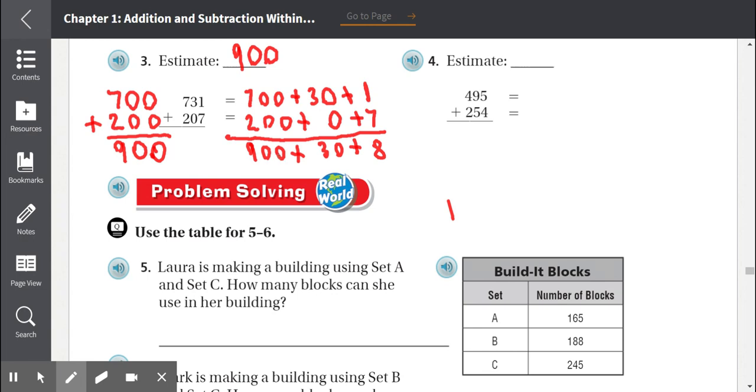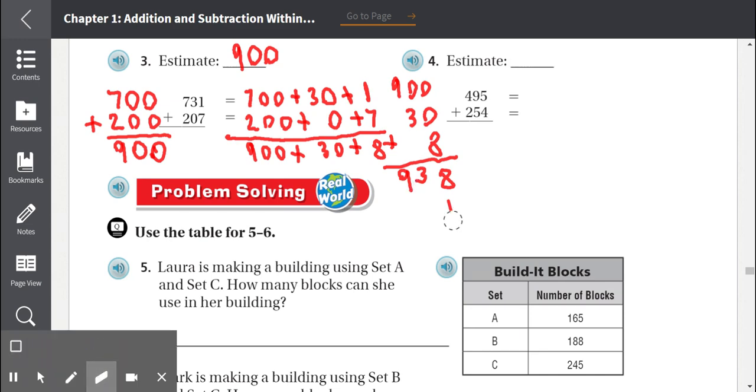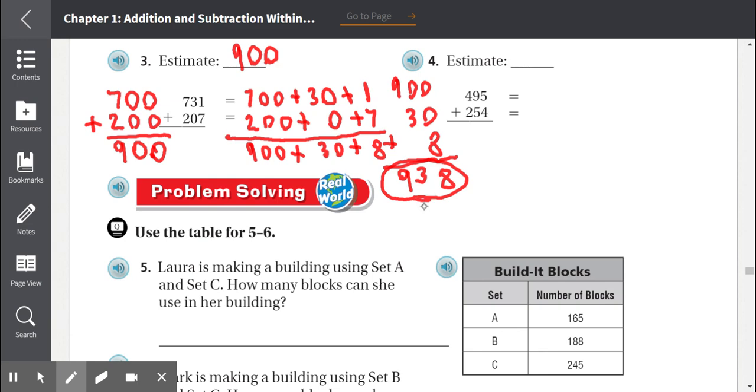So when we line it up to add it together, 900 plus 30 plus 8, let's see what we get. 0 plus 0 is 0. 0 plus 8 is 8. 0 plus 3 is 3. And we just bring the 9 down. So the exact answer is 938, and our estimate is 900. Number 4.